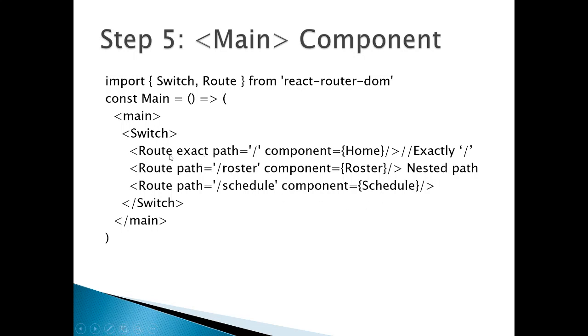Keep in mind, there is an exact word. Exact means exact match, and if we are not providing any exact match here, then it means it is a relative path. Meaning slash roster slash anything else can be matched with this also. So that is not the exact match. Same with the schedule. Exact match only matches with the exact thing, slash. So that is the way with which we can implement routing. We will see the practical example, but before that I will explain all these switching to you.